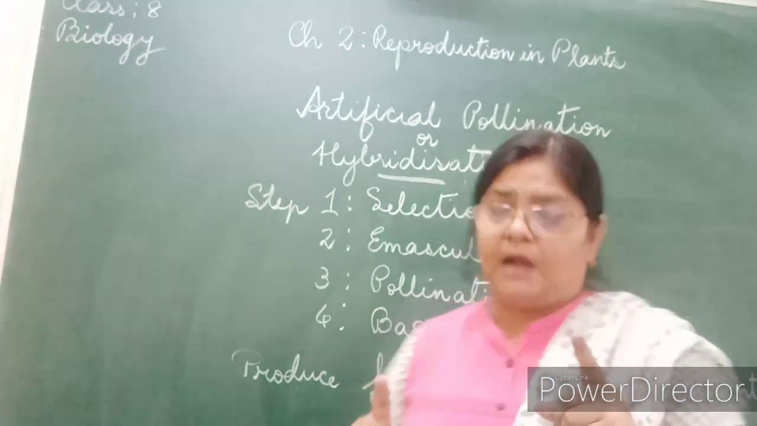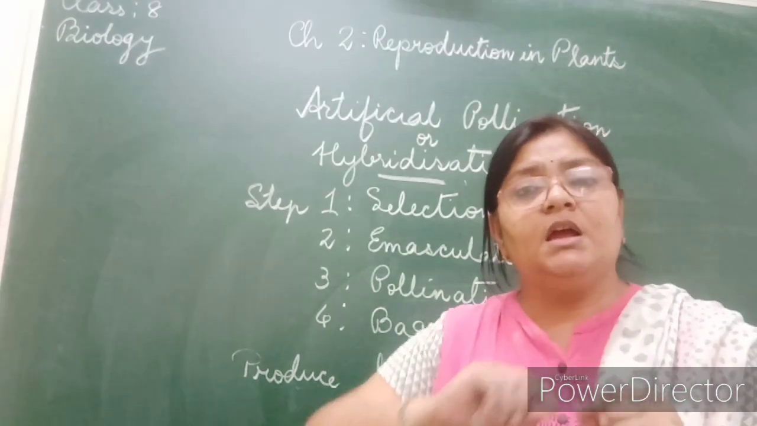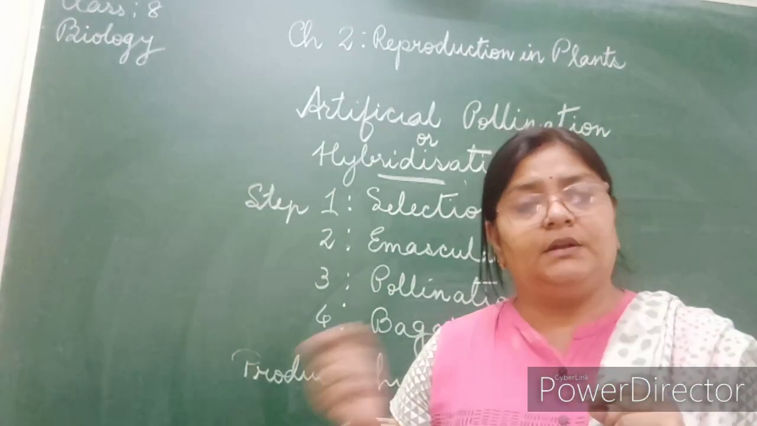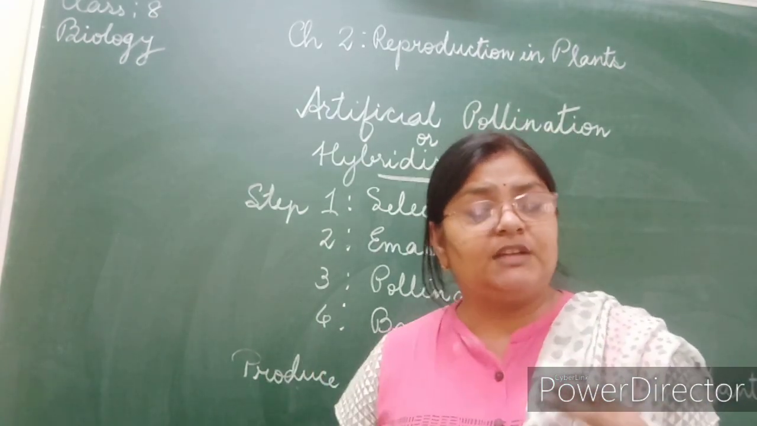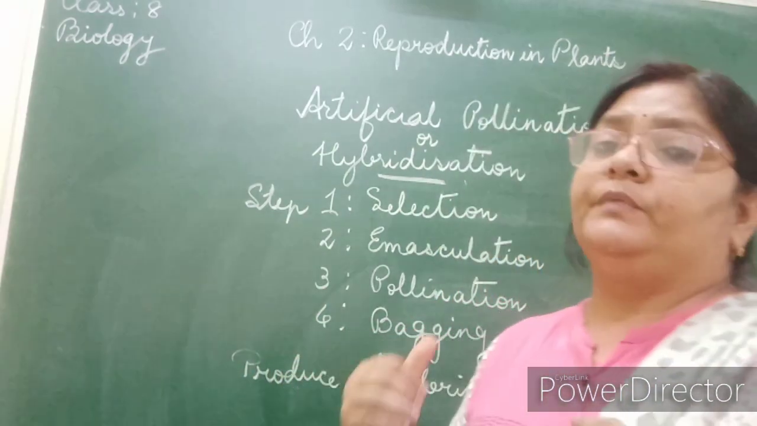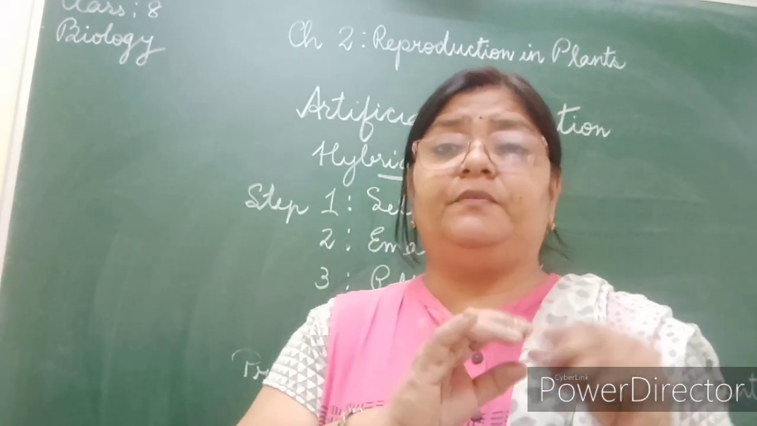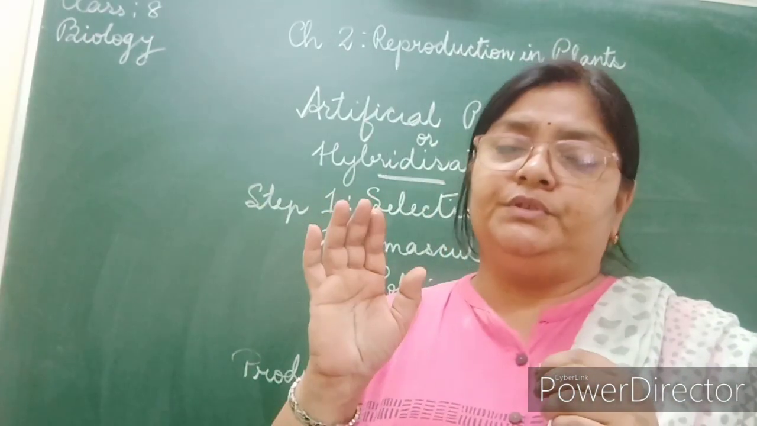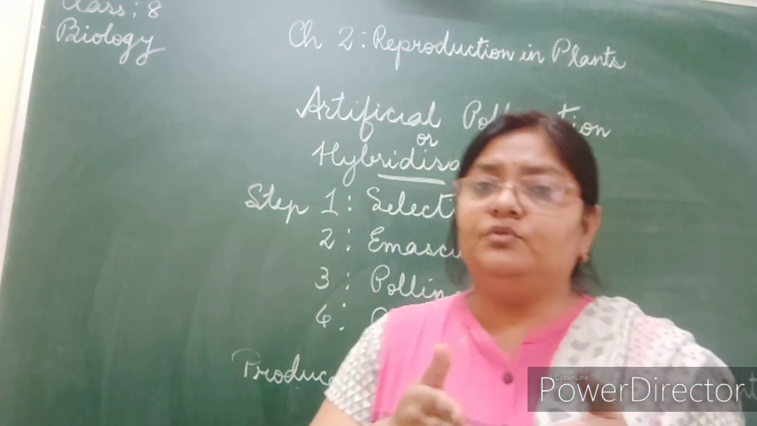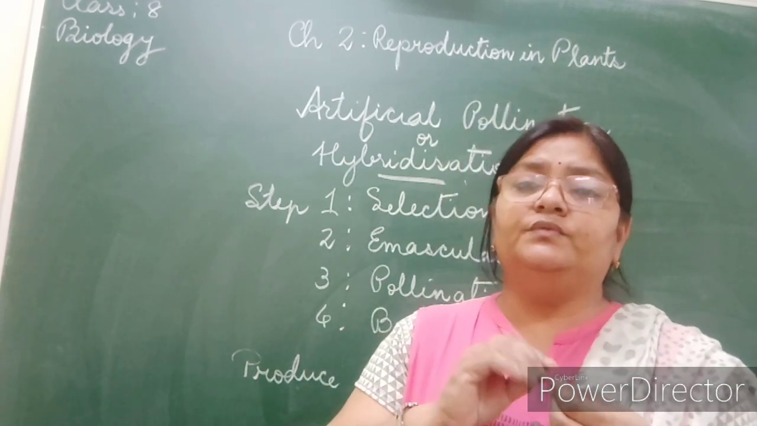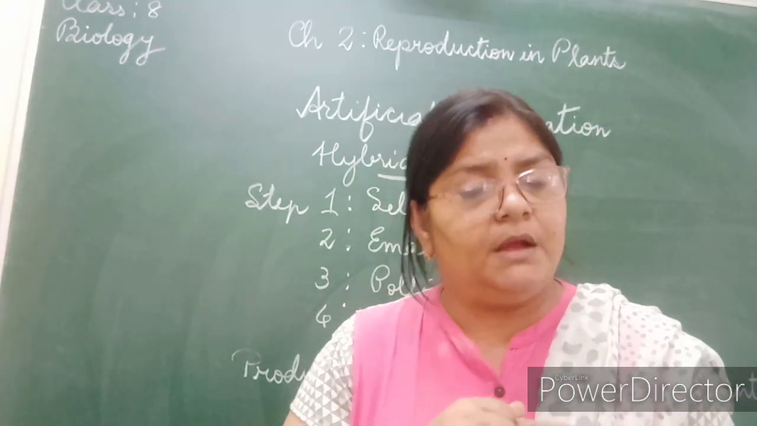After selecting the plants, step 2 is emasculation. Emasculation means removal of the male part, the stamen. Suppose the plants that we have chosen are bisexual, then we need to do this step. That is, the anther from one of the plant's flowers is removed. As it is bisexual and the anther, or the stamen, the male part, is removed, the flower will be left only with the female part.